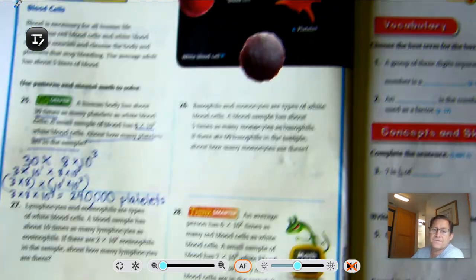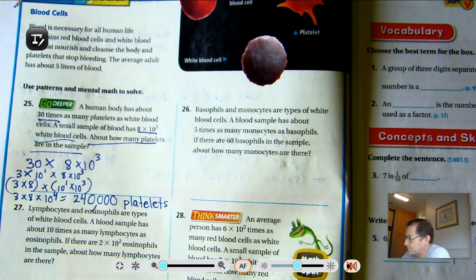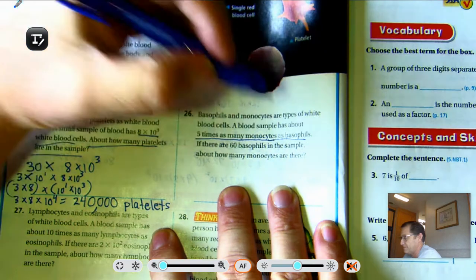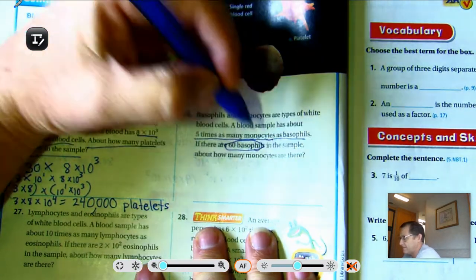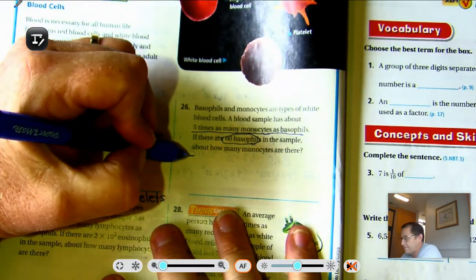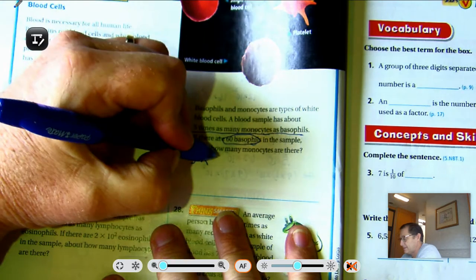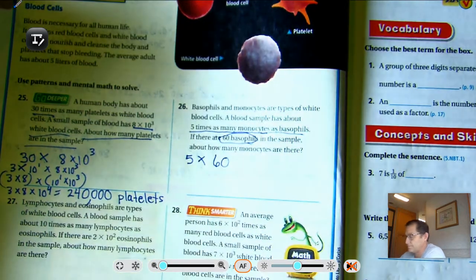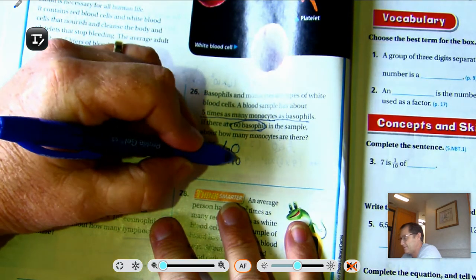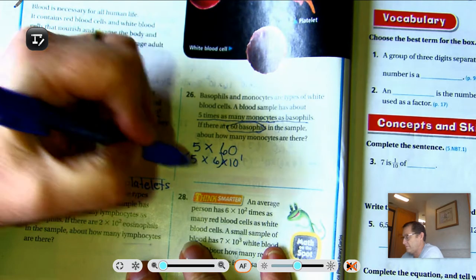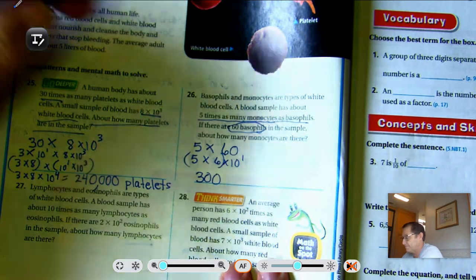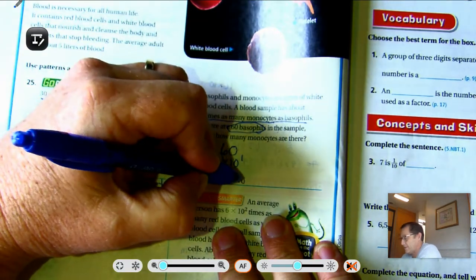26. Basophils and monocytes are types of white blood cells. A blood sample has about 5 times as many monocytes as basophils. If there are 60 basophils in the sample, about how many monocytes are there? Well, 5 times as many monocytes as basophils. Well, 5 times 60, that's the same thing as saying 5 times 6 times 10 to the first. Well, 5 times 6 is 30, and that'll be followed by 1 zero. So 300 monocytes.